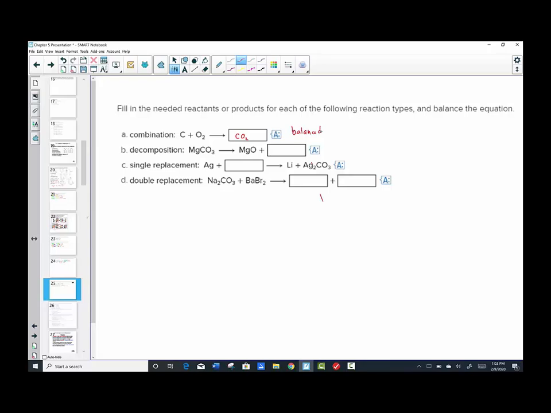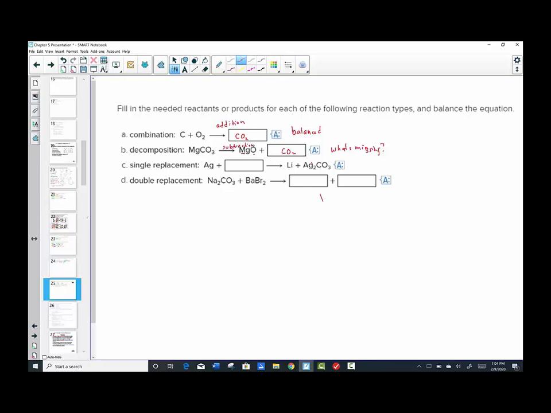Now, letter B is a decomp, MgCO3. When it decomposes, I've accounted for the magnesium and one of the 3 oxygens. What's missing? I have a carbon and 2 oxygens that are missing. That's carbon dioxide. So it's like a subtraction problem. Think of this as an addition problem, and think of this as a subtraction problem.